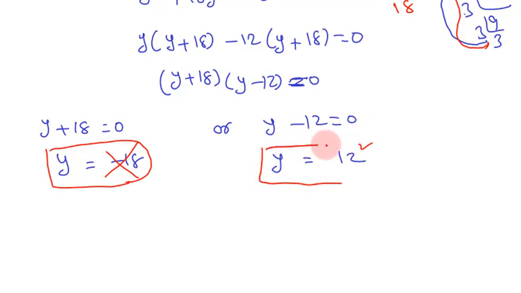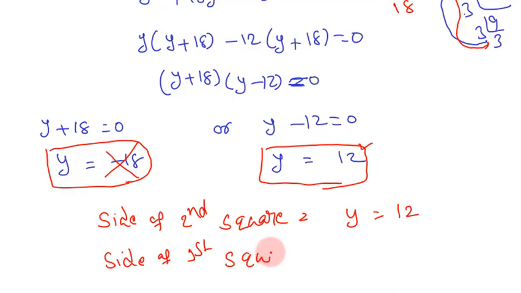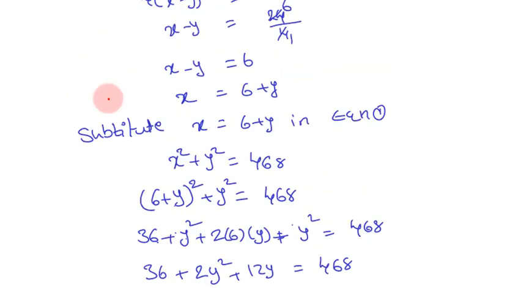So what is the side of the second square? Side of the second square is equal to y, which is equal to 12. Then what is the side of the first square? That is equal to x. Have we written x in terms of y? Yes, we have written here x is equal to 6 plus y.